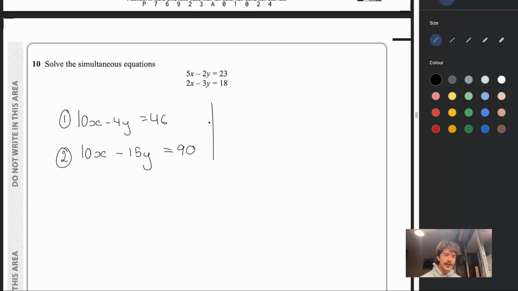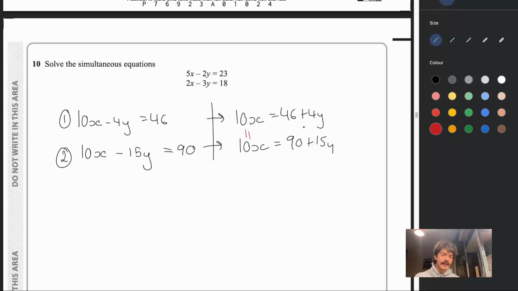Now, we don't want these equations both being 10x minus 4y or minus 15y. We actually just want them both equal to 10x. So if we take both equations and rearrange them slightly, we're left with 10x equals 46 plus 4y. And down here, we're left with 10x equals 90 plus 15y. Now comes the clever bit. Well, clearly if 10x is equal to 10x, they're the same thing inherently. Well, these bits must be equal to each other. So 46 plus 4y must be equal to 90 plus 15y.